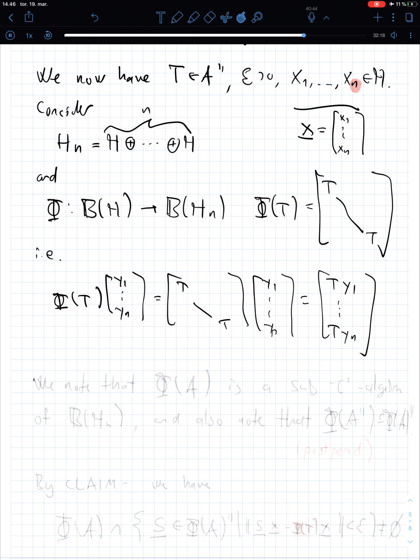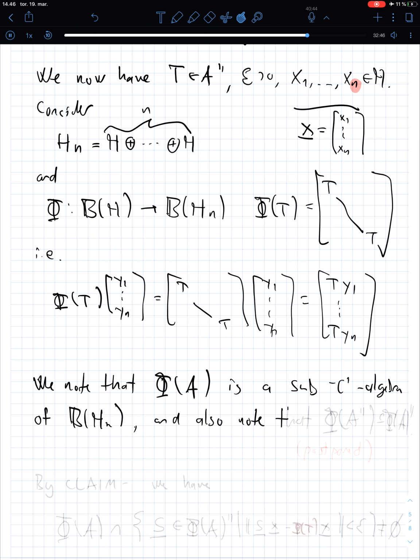So we note that if we take phi of A, that is a sub C star algebra of B of Hn, because it's closed under all the operations. And also note that phi of A double prime is contained in phi of A double prime.